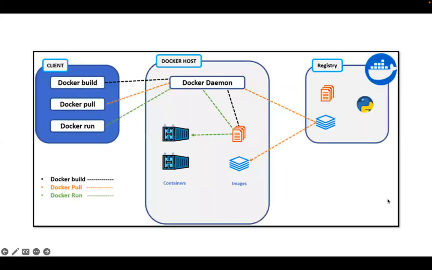Now, this is the diagram: client, host, and registry. In the client, we are just using a few commands. The client is nothing but your CLI, the command line interface, or any GUI or API, where you execute the commands. When you use Docker build, it will build the image, and you can pull that image or run any container.